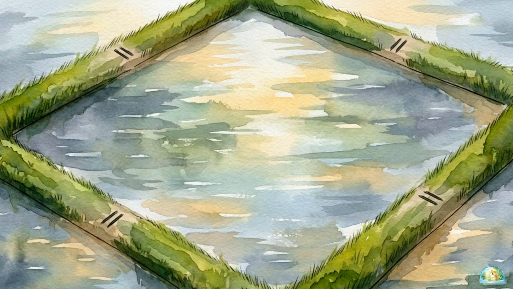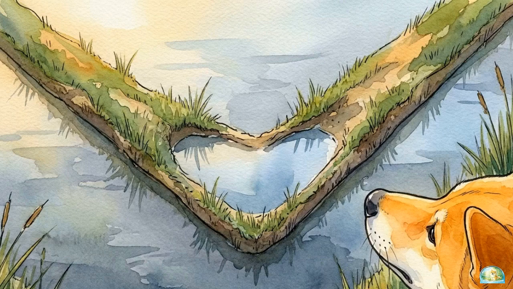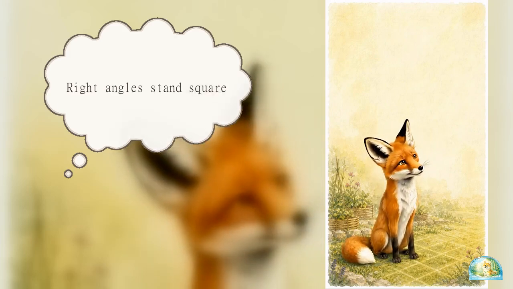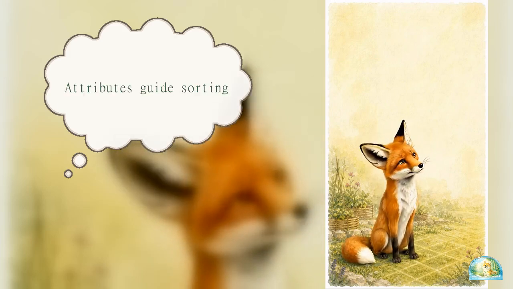For instance, if you find a 4-sided shape that has exactly 2 pairs of parallel sides, but 0 square corners, what would you call it? Parallel lines never meet. Right angles stand square. Attributes guide sorting.